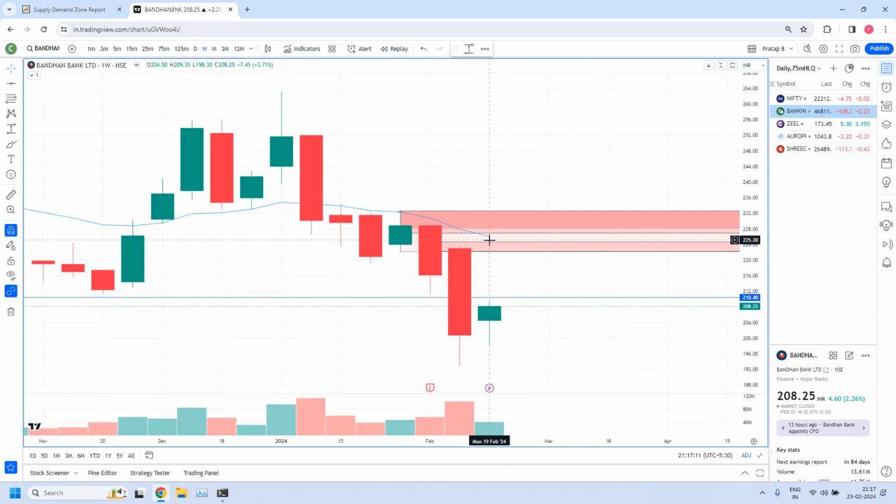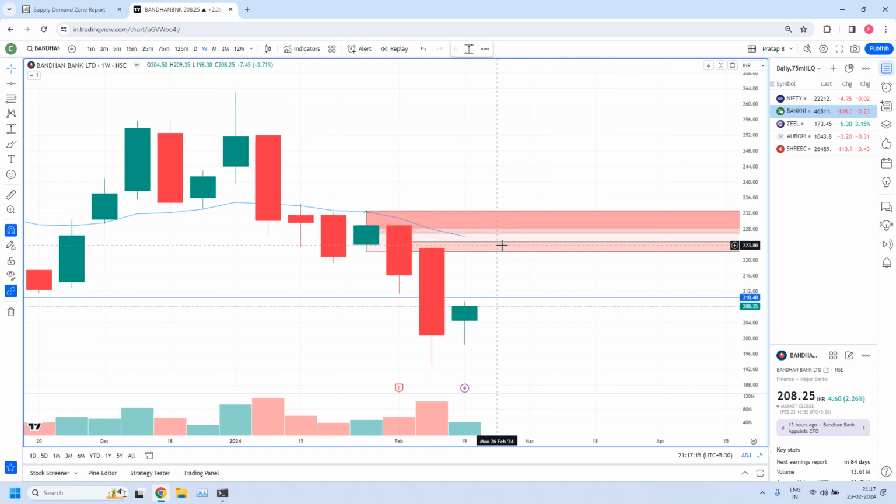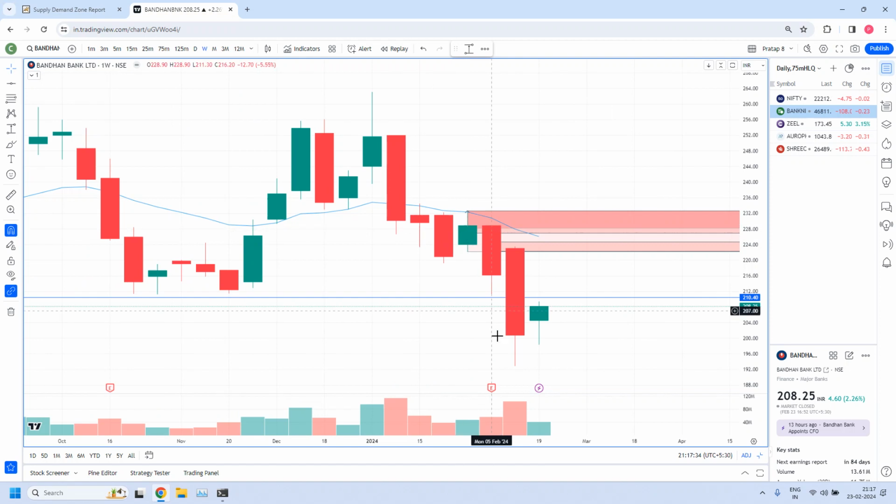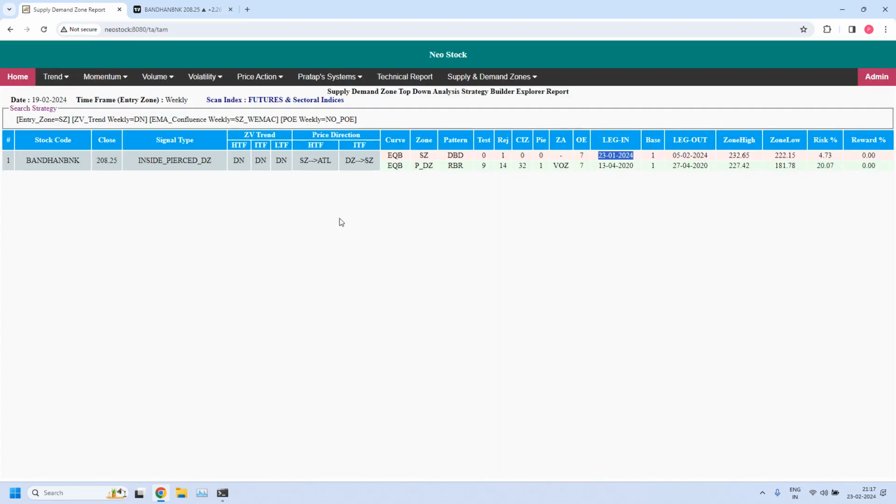When prices are coming into this zone, that is the place we get the opportunity. Why? Because we already have a weekly zone. Prices are entering inside the weekly zone. So at this area, we identified even a lower time frame zone. There you can plan a trade. For that, we are making use of our software and filtering.